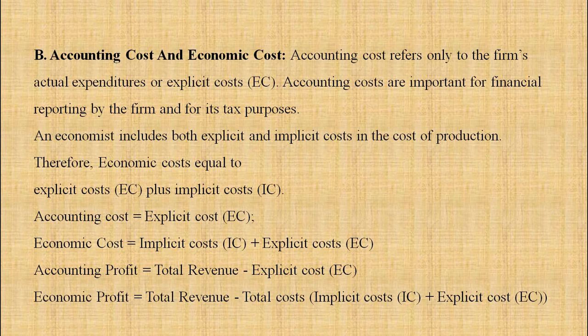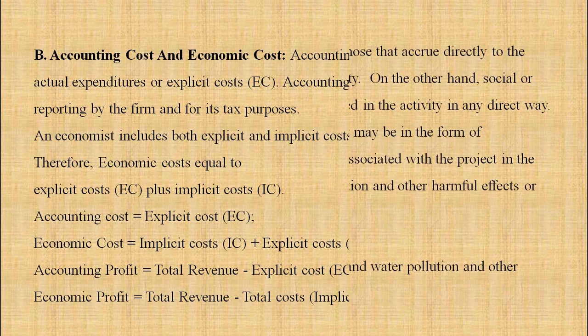Accounting cost is equal to explicit cost. Economic cost is equal to implicit cost plus explicit cost. Accounting profit is equal to total revenue minus explicit cost. Economic profit is equal to total revenue minus total cost, that is implicit cost and explicit cost.